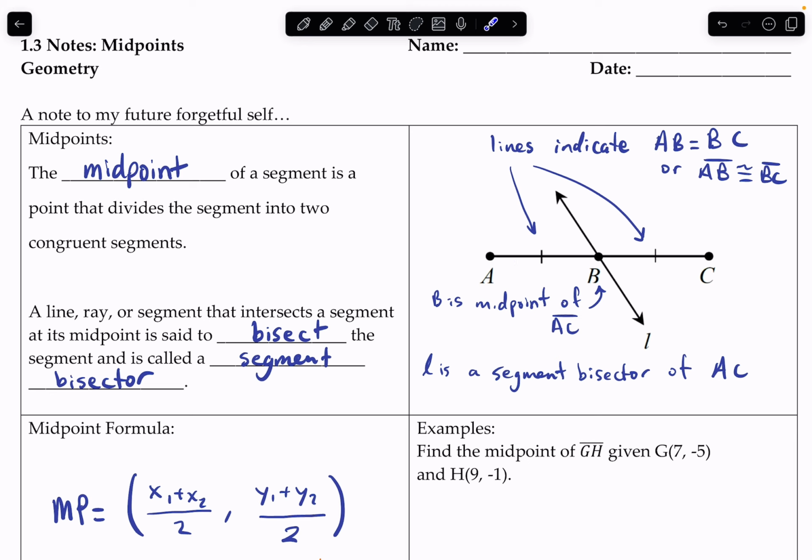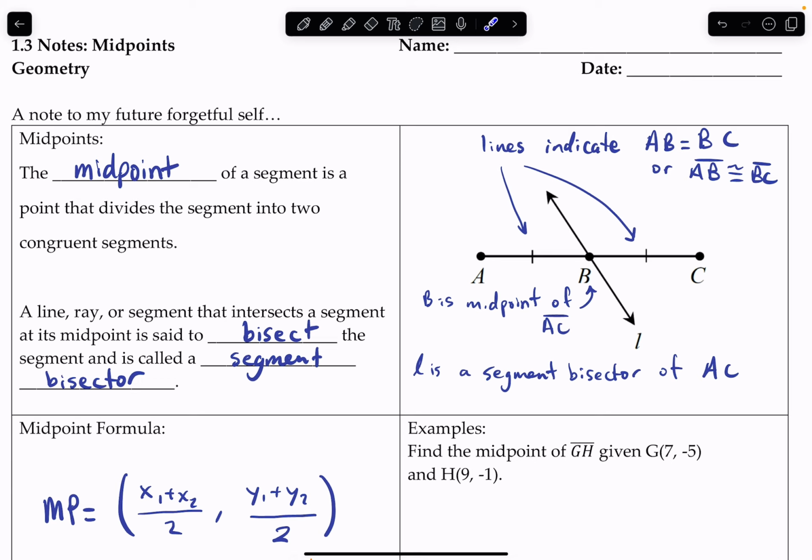Other things that you might see are things known as bisectors. Bisectors are some other geometric something that is cutting something in half. So a line, a segment, a ray, if they intersect at a midpoint, so this line L intersects at B, B is the midpoint, then it can also be known as a segment bisector. So this line bisects AC and creates these two congruent segments on either side, or these equal distances on either side. So again, just some vocab here.